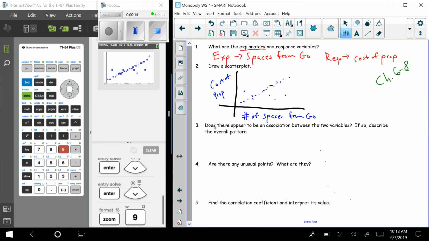Here we're answering question number 3, which is, does there appear to be an association between the two variables? If so, describe the overall pattern. Basically, when I look at the scatter plot, can I make a determination on the trend? I think the question is very straightforward, and the answer is yes. There is an association. Then it says, if so, describe the overall pattern.